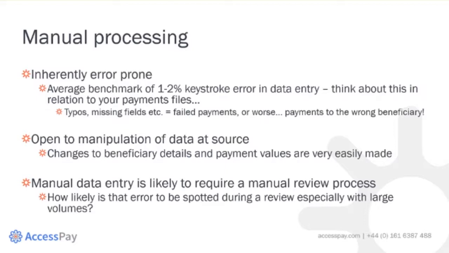It's very open to manipulation of the data at source. So even if you have automated workflows later in your processes, that initial manual entry can very easily be manipulated. So if you're getting invoices in, people can alter that data and then push it through an automated workflow. And obviously, if you have a manual process, it's very likely that the review process as part of that is also going to be conducted manually.